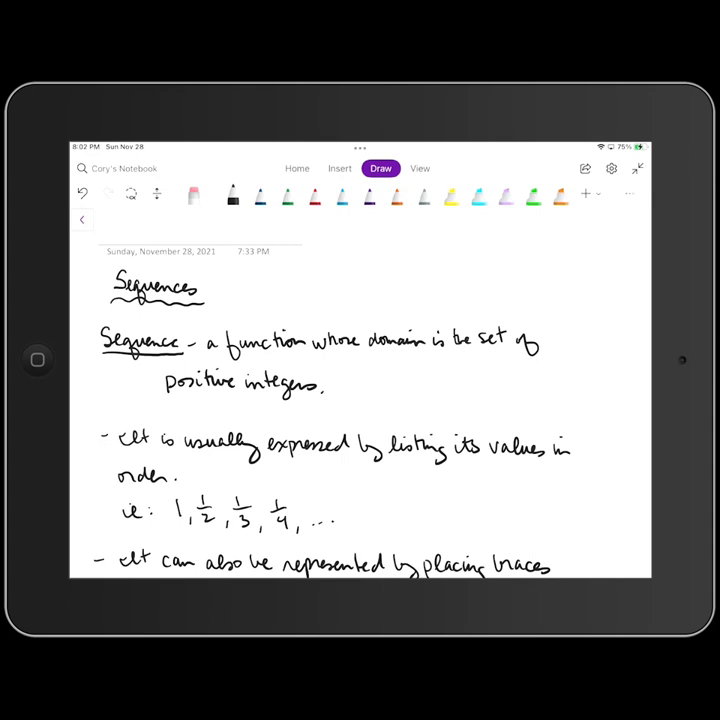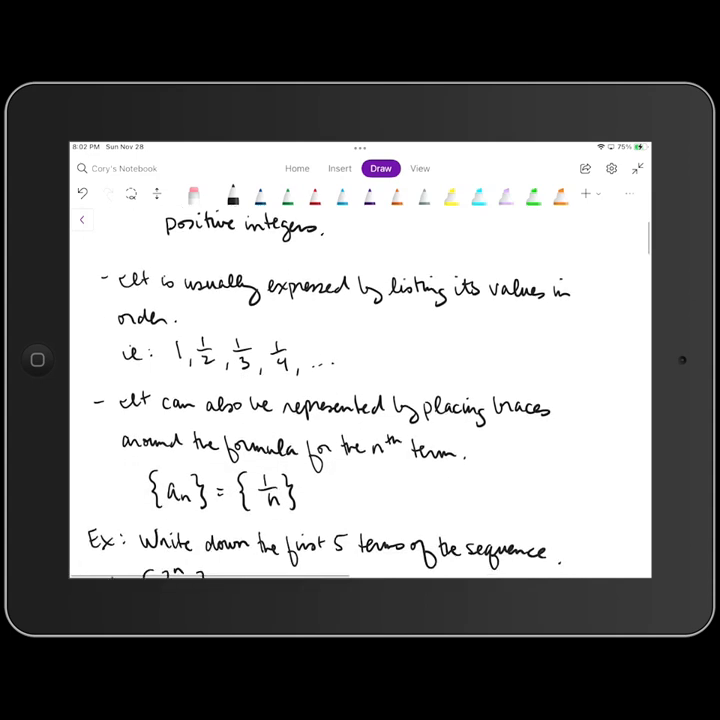Okay, so with sequences, they are usually expressed by listing values in order. So one way that we can represent a sequence is to list the terms of the sequence. So for example, we could have a sequence containing the terms 1, 1/2, 1/3, 1/4, and so on and so forth, where we just list the terms of that sequence. Another way that we can represent a sequence is by writing the formula that generates all of the terms of the sequence. So it can also be represented by placing braces around the formula for the nth term.